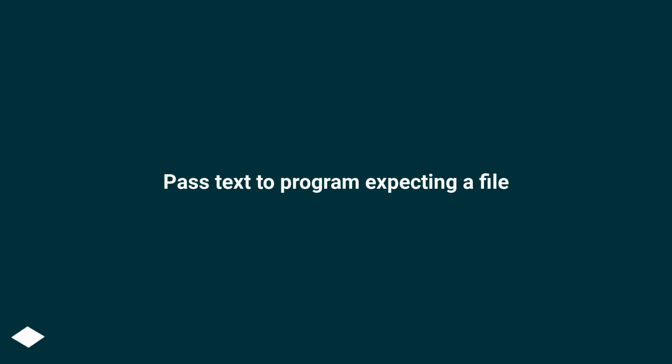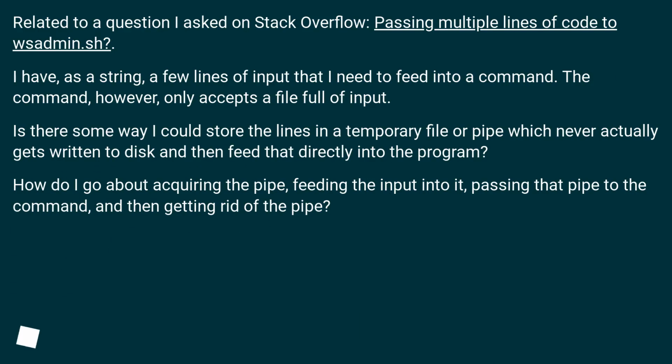Pass text to program expecting a file. Related to a question I asked on Stack Overflow, passing multiple lines of code to sysadmin.sh. I have, as a string, a few lines of input that I need to feed into a command. The command, however, only accepts a file full of input.